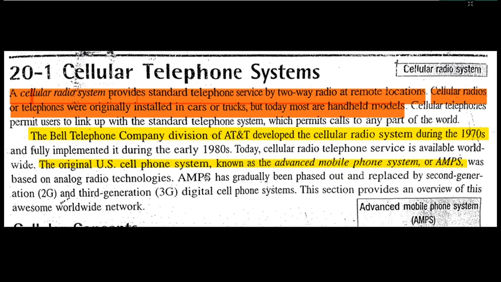But let me repeat again here, AMPS has gradually been phased out and replaced by the second generation 2G and the third generation, that is 3G digital cell phone. So the 2G cell phone system was with buttons, and 3G came up with the touchscreen mobile and so on.